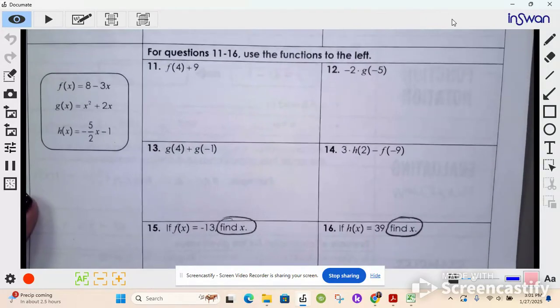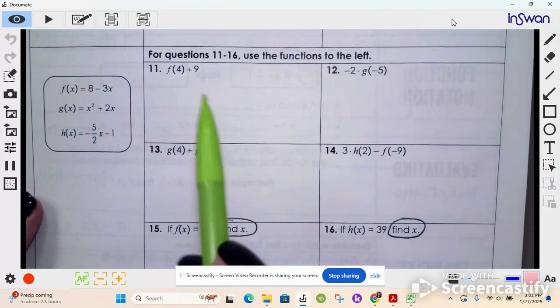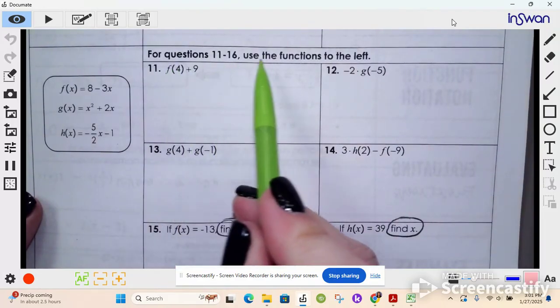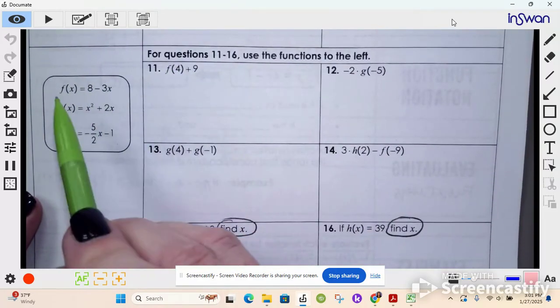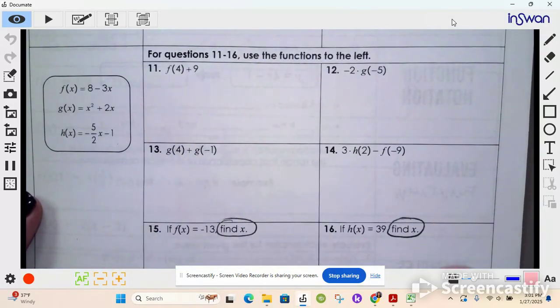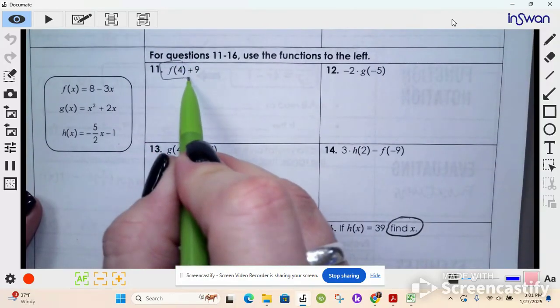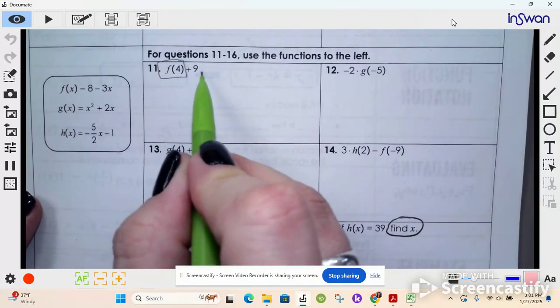Okay, so we're going to take a look at the questions on page 27 in your packet. It says for these questions, 11 through 16, use the functions at the left. So we're going to look at here. Here's your f function, g, and h. In these problems, they're going to ask you to do a few steps. They want to find f of 4, take that answer, and then add 9.